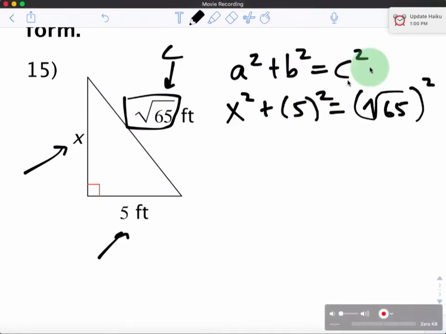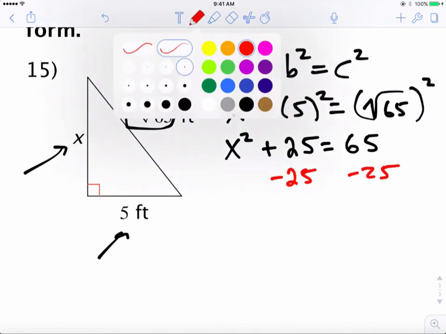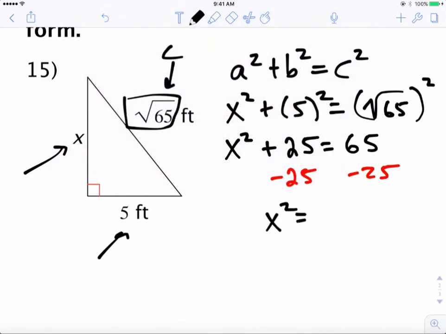All right, let's see what we got going on now. So here we have x squared plus 5 squared is 25. The square root of 65 squared, by definition, is 65. All right, now it's just a pretty easy equation. Subtracting 25 from both sides, we end up with x squared equals 45.